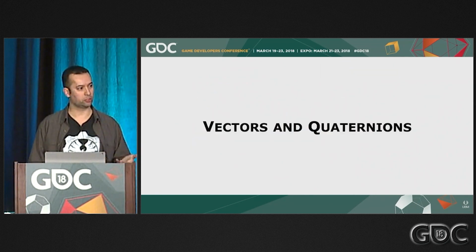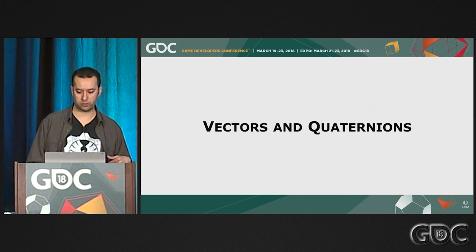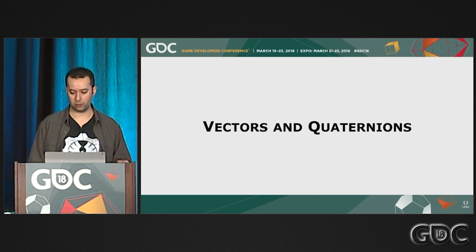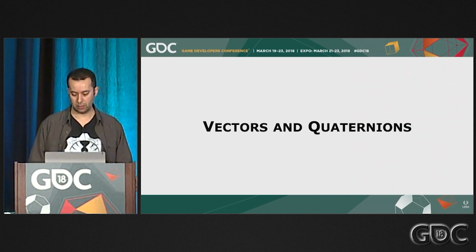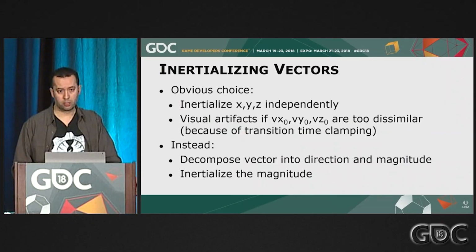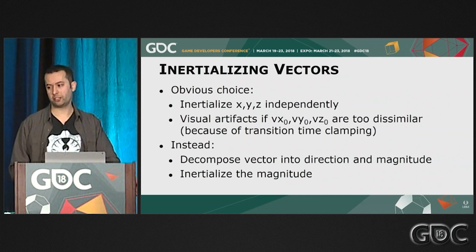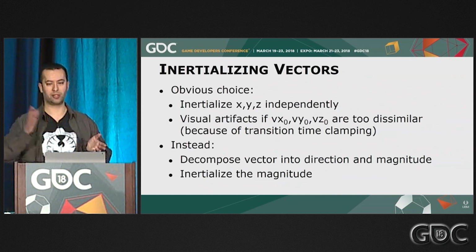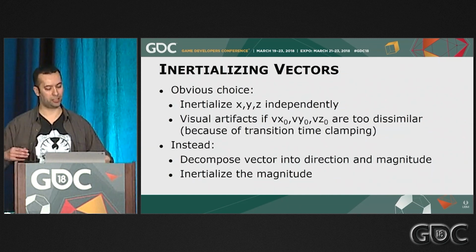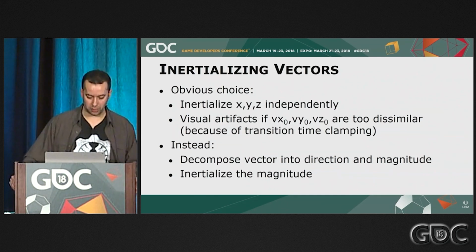Now let's talk about vectors and quaternions, right? So we represent all of our joints with their translation as a vector and their rotation as quaternions. We don't currently actually inertialize scale, but if you were, you could just do it as a vector as well. So let's start with talking about vectors. The obvious choice with vectors is pretty easy. You say, oh, okay, I'm going to take my x, y, and z, and I'll just inertialize each of them independently, and there we go, I'm done.